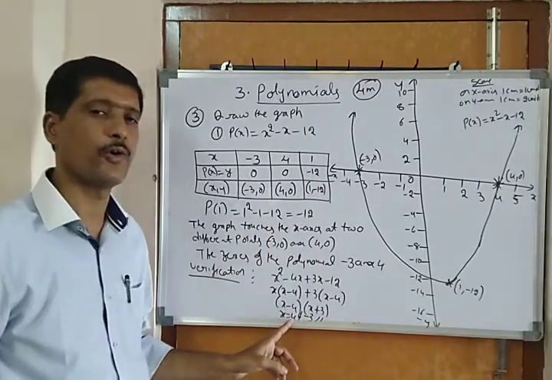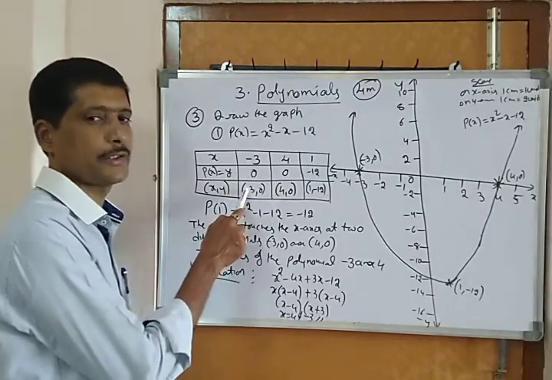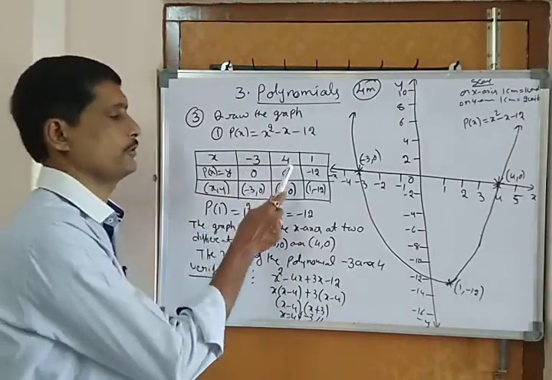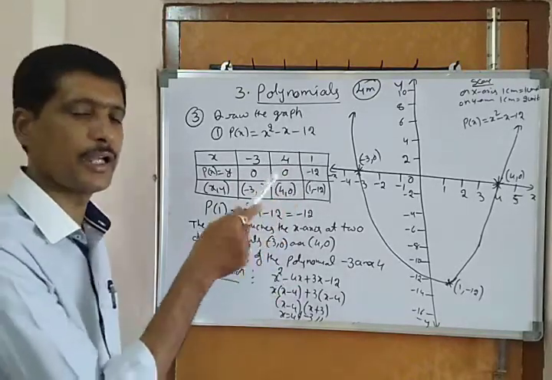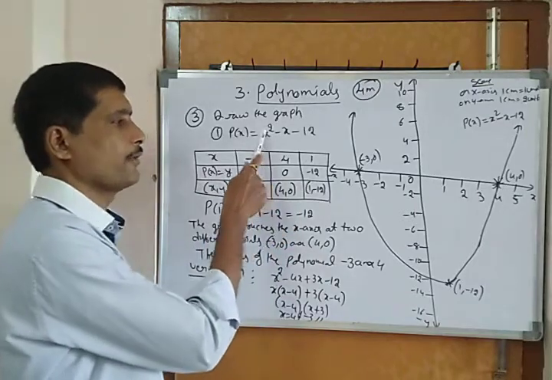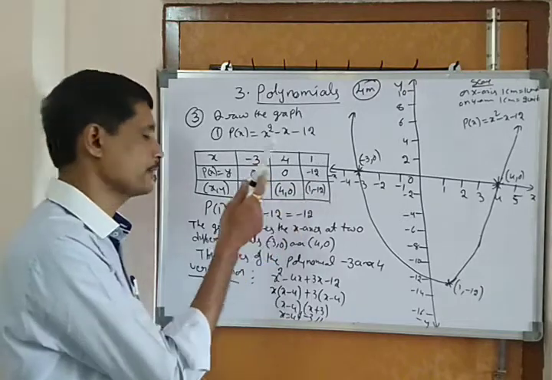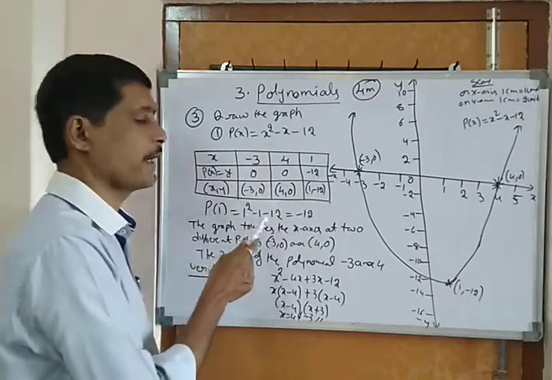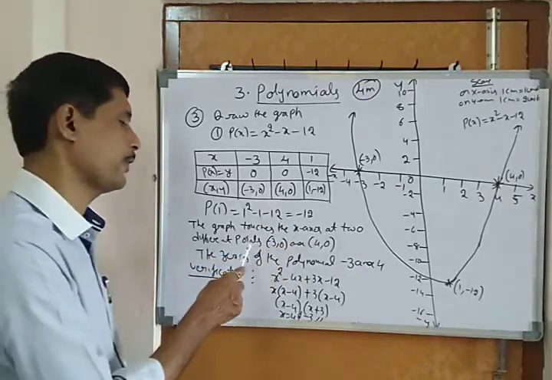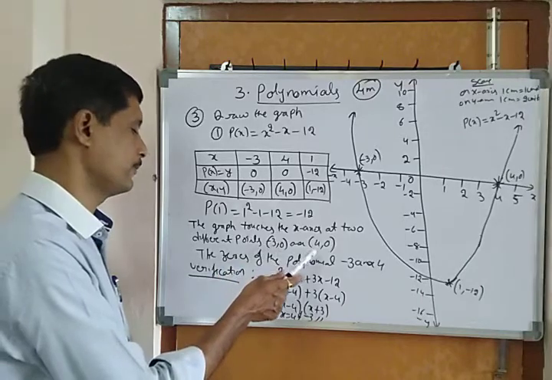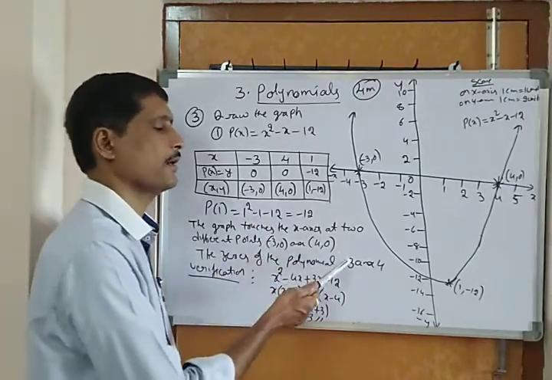Therefore the zeros are 4 and minus 3. We have to take the y value as 0. Therefore here minus 3 comma 0 is an ordered pair, and 4 comma 0. Next, substitute any other value, not only 1, any other value. Here x equal to 1: 1 square minus 1, that is 0, minus 12. So 1 comma minus 12. P of 1 equal to 1 square minus 1 minus 12, that is minus 12. The graph touches the x-axis at two different points, minus 3 comma 0 and 4 comma 0. The zeros of the polynomial are minus 3 and 4.